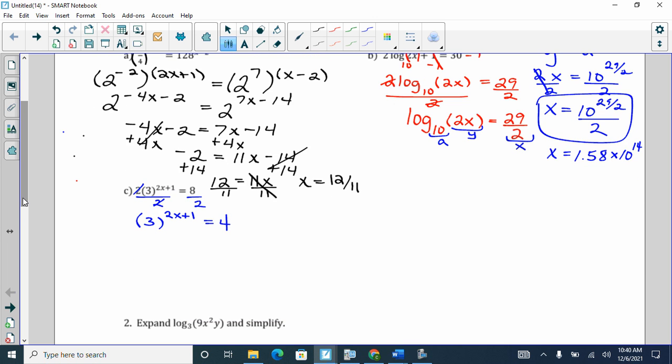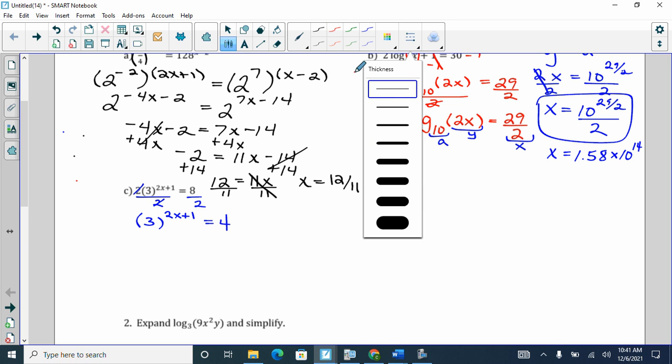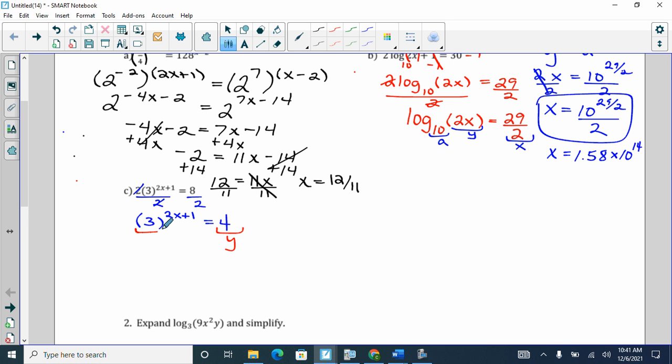Okay, what do I have to do here? If the variable's in the exponent, yeah. It's algebraically, so you have to. What are we going to have to do? When the variable's in the exponent and you can't make common base, what do you have to do? Convert to a log. So we have y, a, x. Then we get x equals log base a of y. So we get 2x plus 1 equals log base 3 of 4.